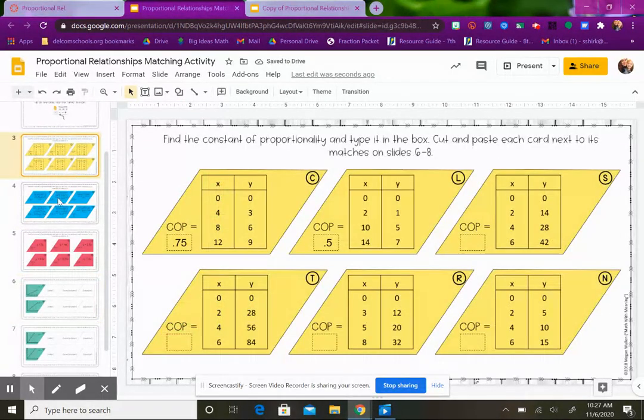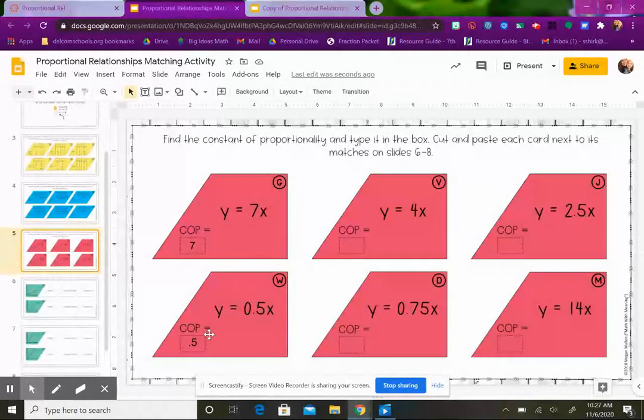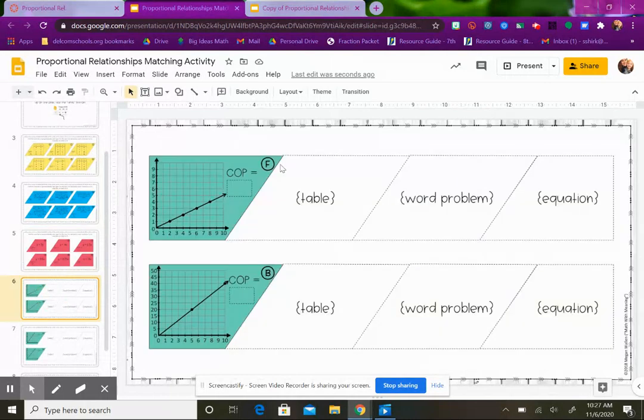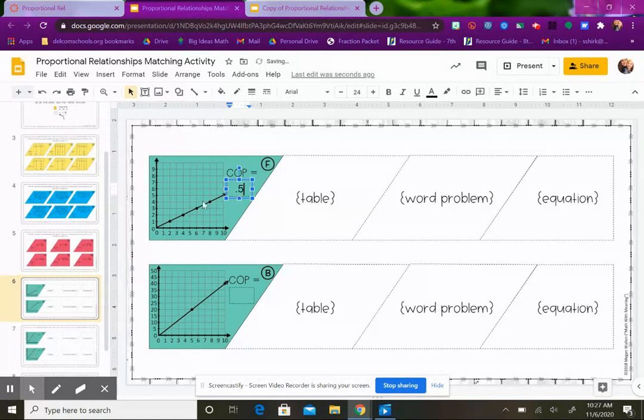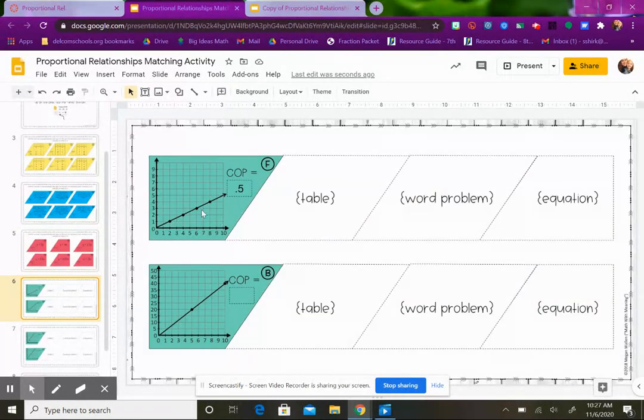So I have so many answers so far, noticing that I have a couple 0.5s, a 0.5, and a 0.5. Looking at this graph, remember I want the y value on top first. So I have this dot. My y is 1, my x is 2, 1/2 is equal to 0.5. So you are going to drag all of your boxes that are 0.5 to match this graph.